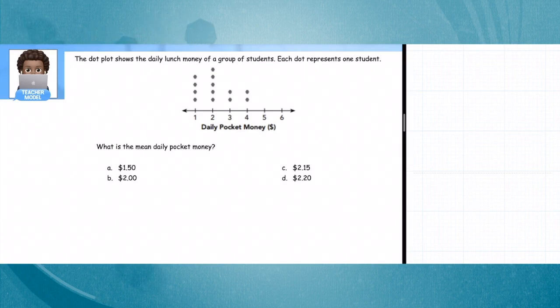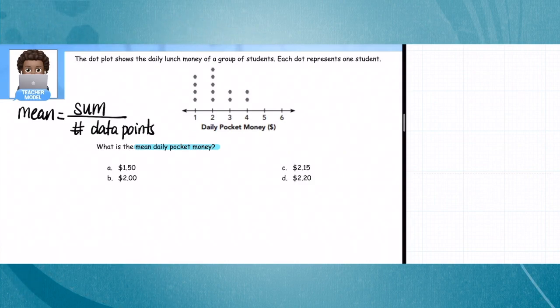We're going to do one more problem together. The dot plot shows the daily lunch money of a group of students. Each dot represents 1 student. What is the mean of the daily pocket money? So again, we're going to look for the sum. Here's for mean. And then we're going to divide by the number of data points. Okay, so in this case, how many data points do we have? 1, 2, 3, 4, 5, 6, 7, 8, 9, 10, 11, 12, 13. So I already know whatever, when we add all of this up, we're going to divide by 13 because there are 13 data sets.